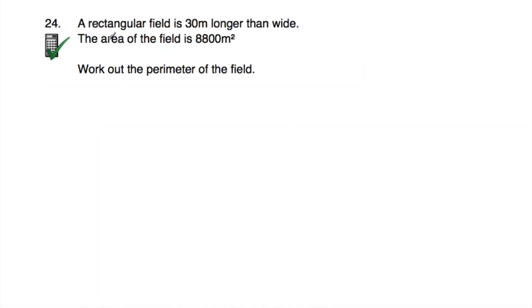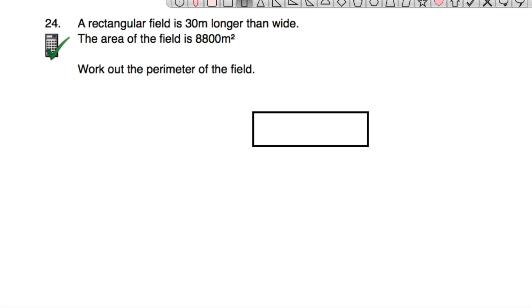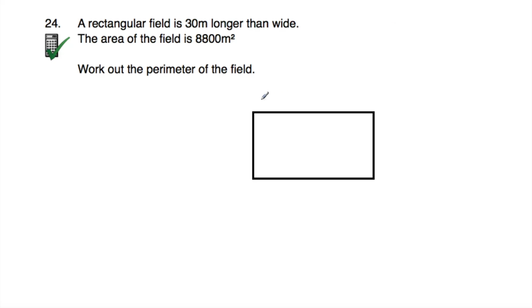Okay, so question number 24. Question number 24 says a rectangular field is 30 meters longer than wide. So I'm actually just going to do a little sketch here. So here's a little sketch of our field. So there's our rectangular field. And what we know is it's 30 meters longer than it is wide. And we know its area is 8,800 meters squared, or 8,800 square meters. I've been asked to work out the perimeter of the field.